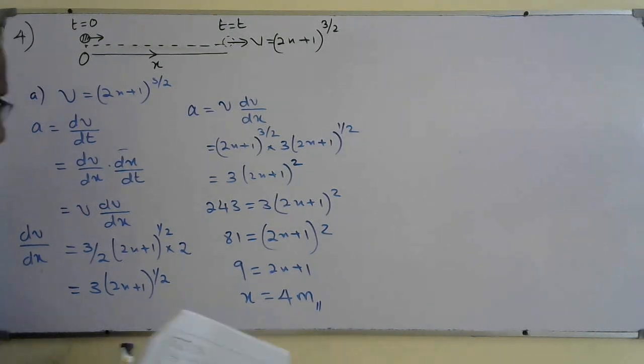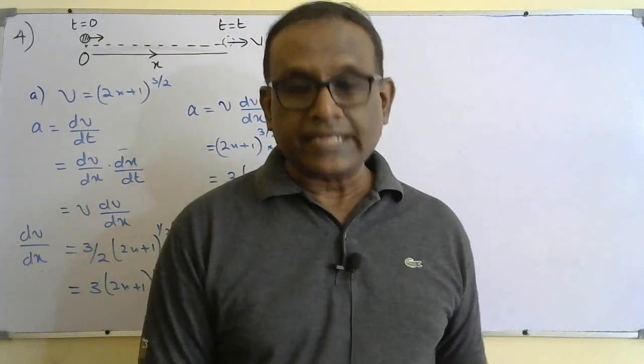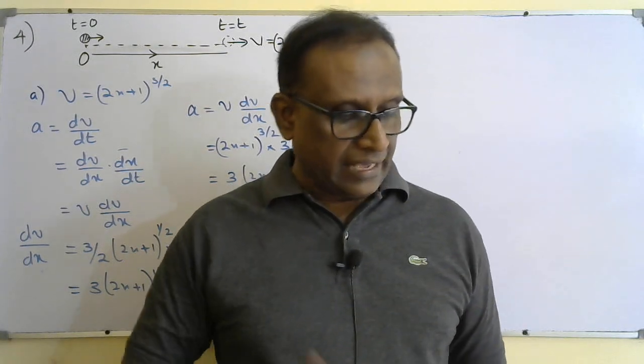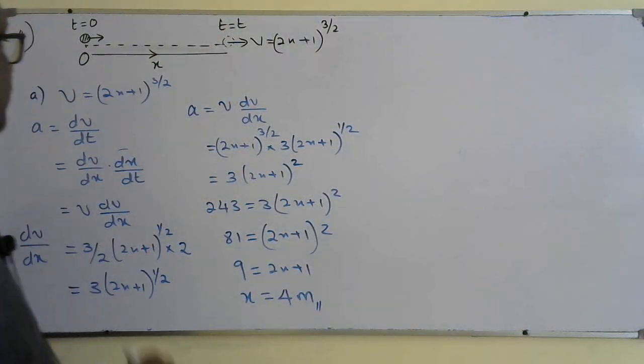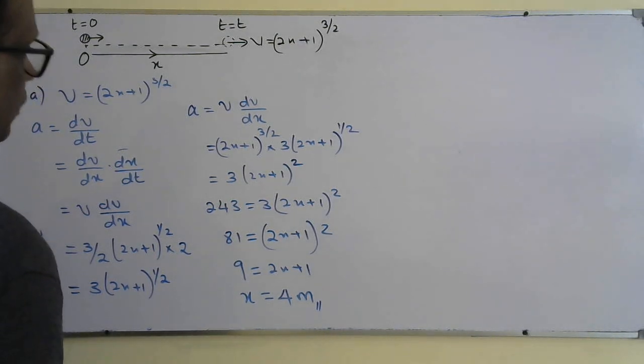Okay, big part. Find v in terms of t. We need to get a relationship between v and t. We have v and x, but we need it in terms of v and t. So for that, what can we do?